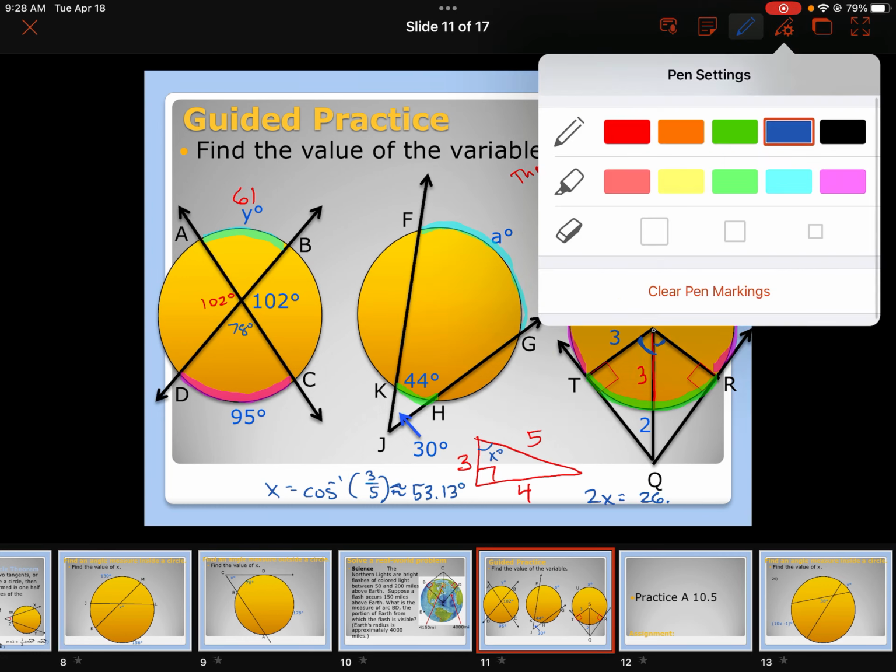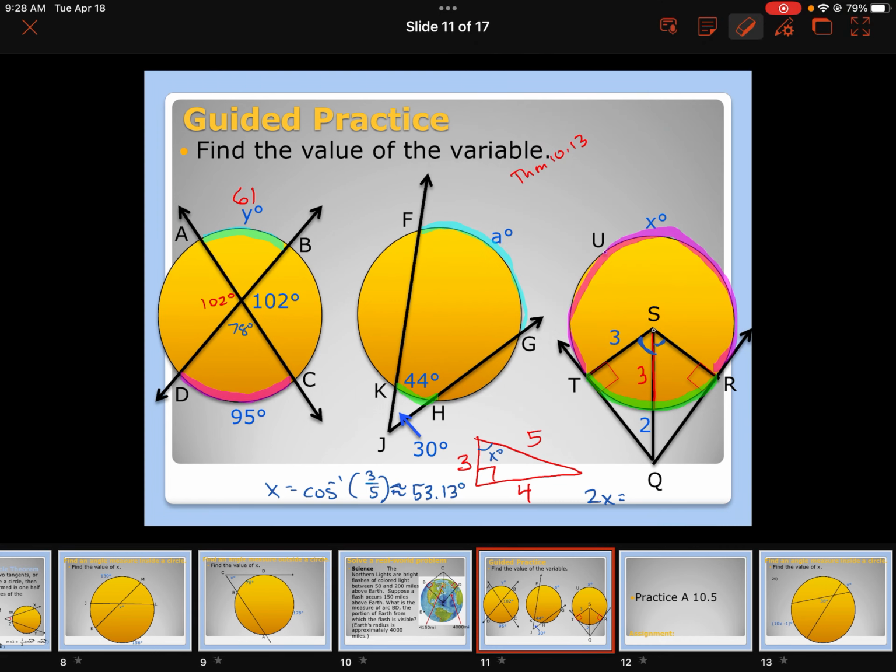Oh, I'm writing down the wrong number here for some reason. Let's try that again. Should be 106.26. So that's the measure of the central angle. That's also the measure of the green arc. So if you want the measure of the magenta arc, oh, dang it. The magenta arc is called x, and I've been using x this whole time. That's not a good idea. So switch all your x's to y's. Just use a different variable. Sorry about that.